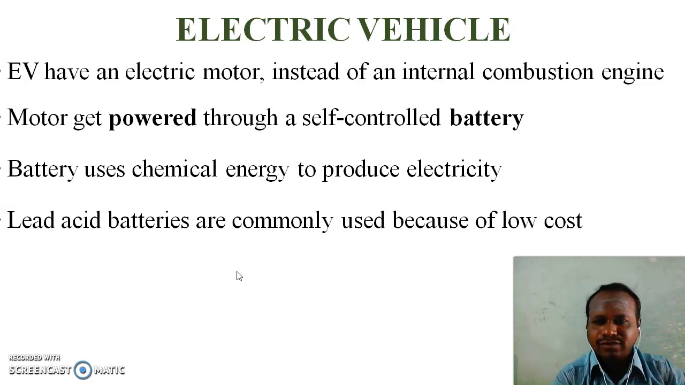Electric vehicle. Electric vehicles have an electric motor instead of an internal combustion engine. The motor gets powered through a self-controlled battery. The battery uses chemical energy to produce electricity. Generally, lead acid batteries are commonly used because of low cost.